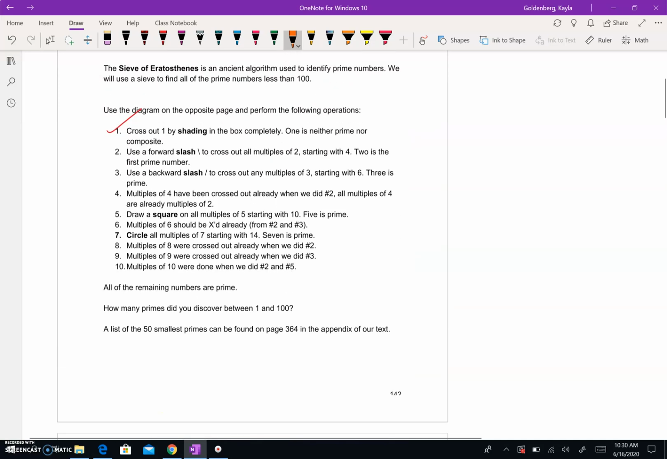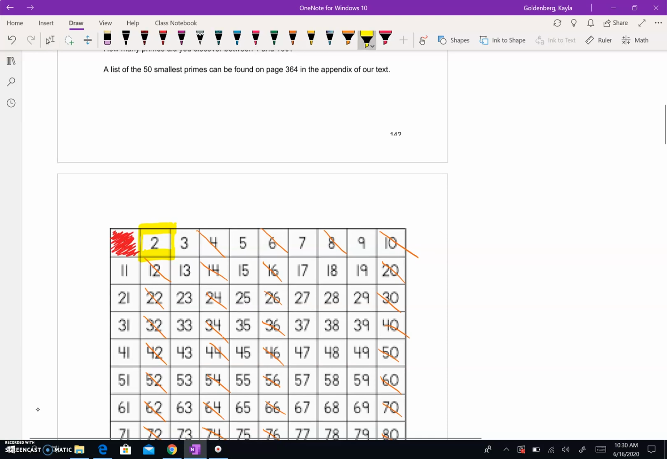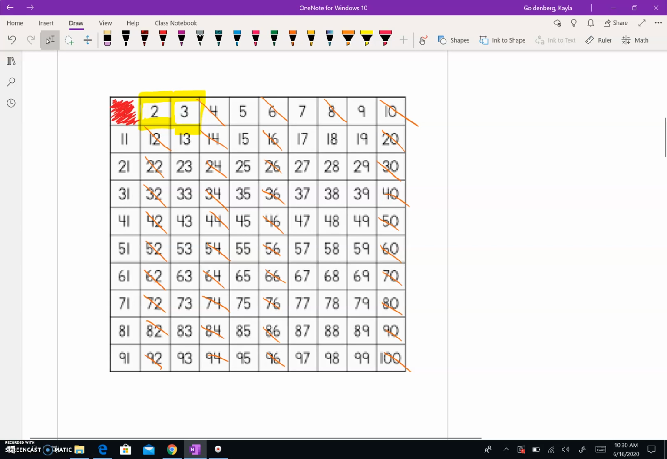Okay, so that's step 2. Use a backward slash, so just slash the other way, to cross out multiples of 3 starting with 6. 3 is a prime number, so I'm also going to highlight my other prime number, and we're going to do multiples of 3 starting with 6. So 6, 9, 12, 15.